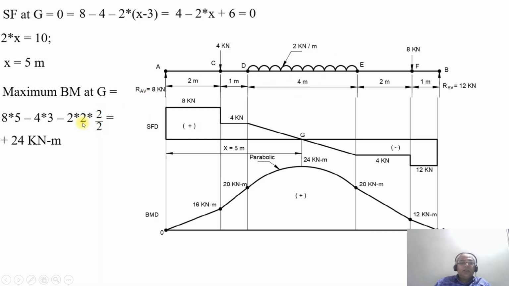Since it is a UDL, it is W into x by 2, so Wx square by 2. The power of x is 2. Therefore, the joining between the 2 points will have a parabolic curve. Since at the point G the shear force changes sign, according to the convention, at that particular point you will get the maximum bending moment, which is plus 24 kilonewton meter. So this is how you will be able to get the final solution. Thank you.